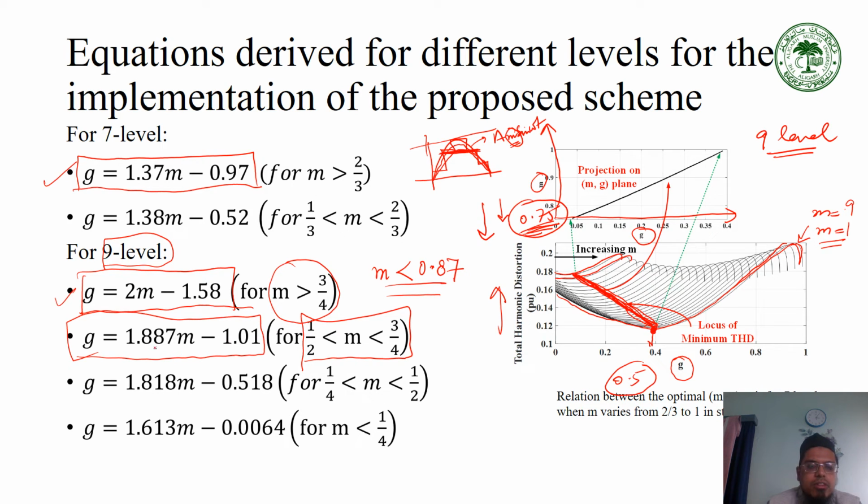I told you that the number of levels is definitely going to come down. Here the number of levels will be 9, here it will be 7, then here 5, and 3 here. The similar thing will happen with the nearest level control also, but the good thing is that we have raised this limit for when the number of levels reduces.